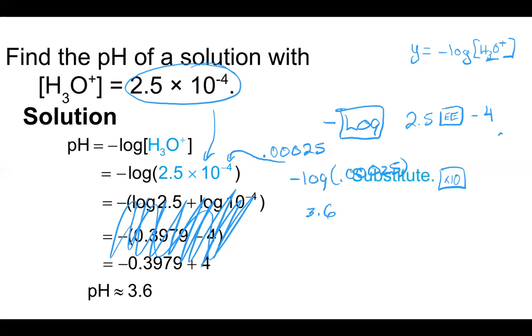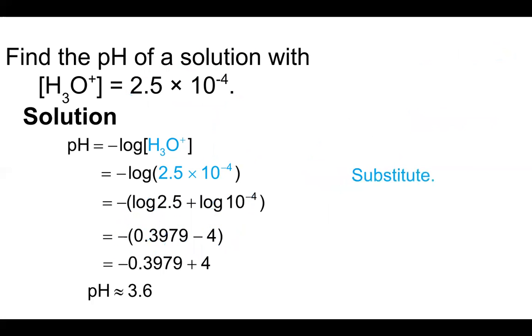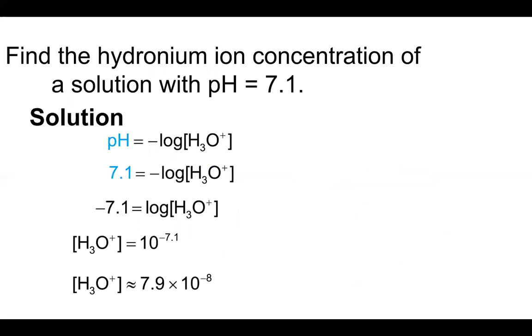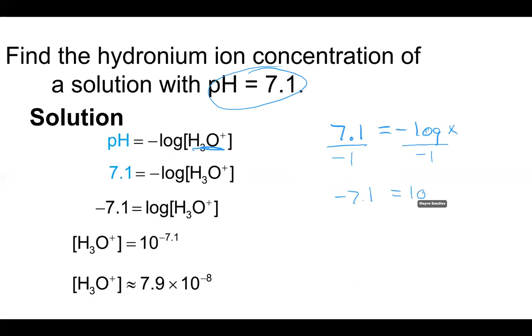So let me clear this off. A little messy. So that one's just plugging it in and getting the answer. This one's more of an equation. So it's telling us what the pH is. So we're going to put 7.1 in, negative log of, I'm just going to call it X instead of this H3O plus, the hydronium ion. So what I need to do is I need to divide by negative 1. I'll get negative 7.1 is equal to log of X. And that's what I'm doing right here.